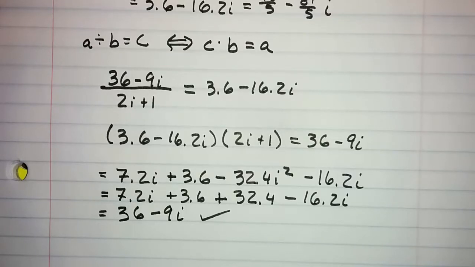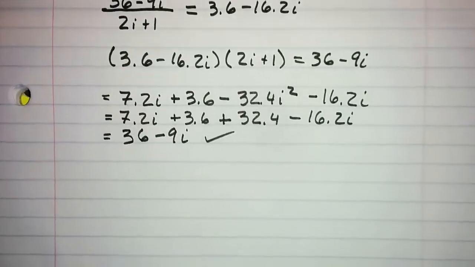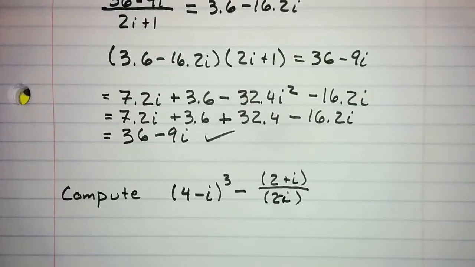So I'm going to have you try one of these just on the calculator. Compute (4 minus i) cubed minus (2 plus i) over (2 minus i). Pause the video and try this now.